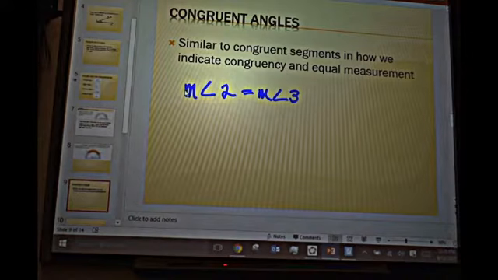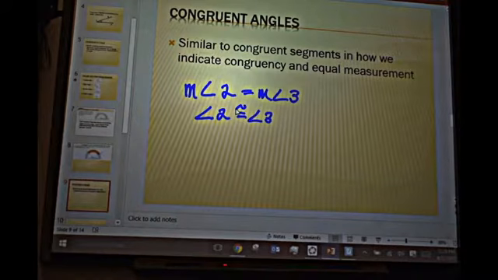If I know they're both angles and I know they're both the same measurement, then we can draw the conclusion that angle 2 is congruent to angle 3. And that's just the notation we use to say that they're congruent. And remember what that means: if I have the picture of angle 2, I could cut it out like a cookie cutter, lay it on top of angle 3, and they're going to match up perfectly. Does that make sense, everybody? Okay.